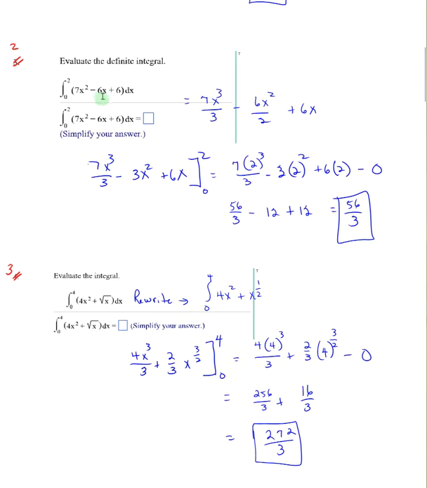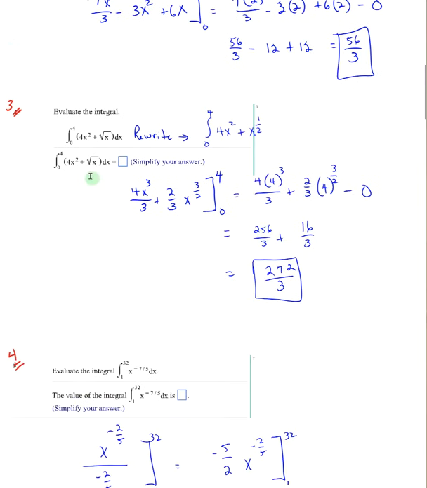Number 2: 7x squared minus 6x plus 6 from 0 to 2. The integral is 7x cubed over 3 minus 6x squared over 2 plus 6x. We're going to evaluate that at 2 and subtract it, evaluate it at 0. When you plug in 0, that's all going to go away. So we just have plugging in 2. And we have 56 thirds minus 12 plus 12. Those cancel. So we have 56 thirds.